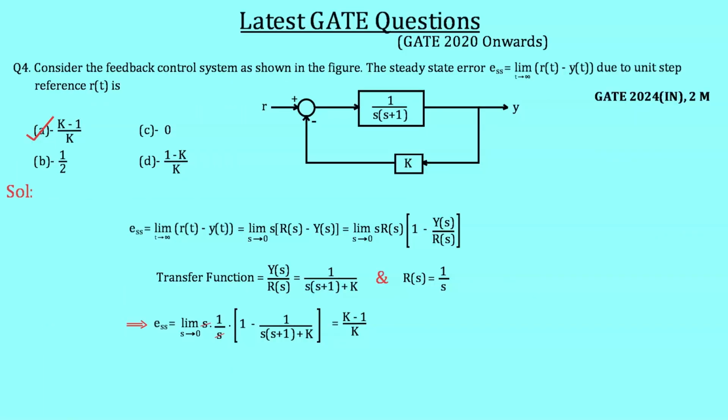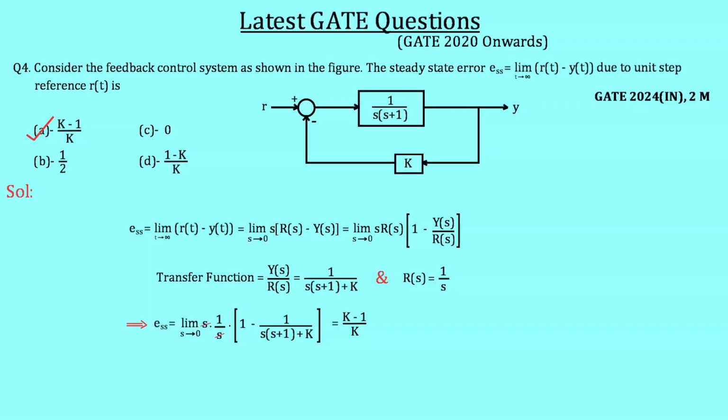Now let's see the next question. This question is also very simple. The expression for steady state error is present in the question itself. You have to simply convert this expression into the frequency domain, and after finding the transfer function and putting the value in the expression of steady state error, you will get the value to be equal to k minus 1 divided by k.